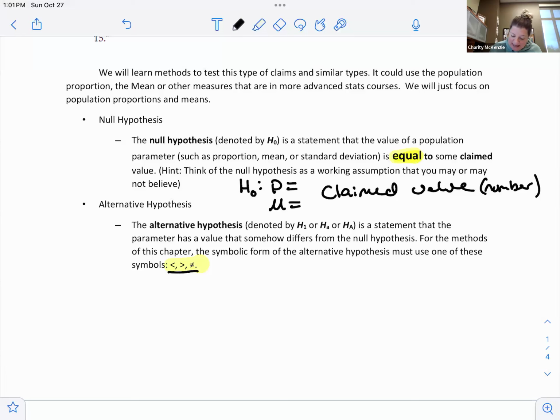So when we set these up, it'll literally be H, A, or capital A, or a 1. And then you will have the symbol, and you will either have this symbol or this symbol, right? And you're either going to have less than, greater than, or not equal to this claimed value.